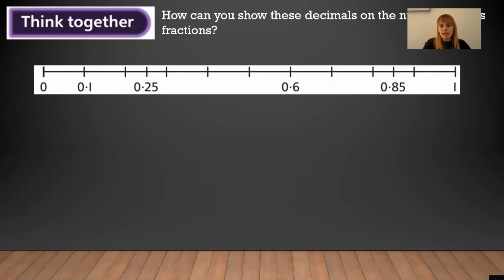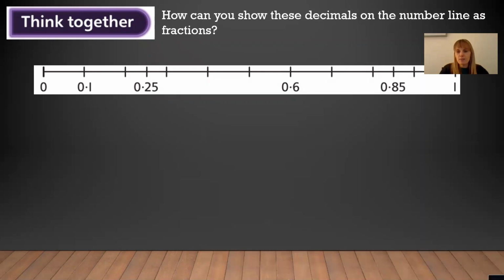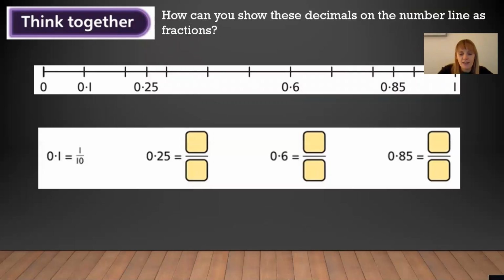Now then, we're looking now at these decimals, and we want to put them on the number line as fractions. Okay, so when I'm doing this job, what I want to do is, first of all, I've got to think, how am I going to change my decimal numbers into a fraction? So let's have a little look. 0.1 has been done for us, and they've said that that is 1/10, because we know that that's in the tenths column. What about 0.25?